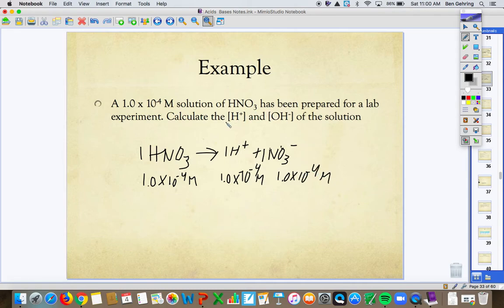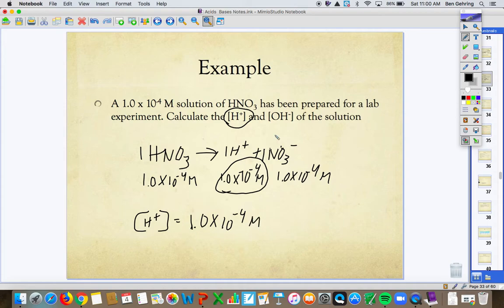Okay, I'm worried about hydrogen right now. Because I know I split from HNO3 into H plus and NO3 negative, my hydrogen concentration is going to be this value. So I know the concentration of H plus equals 1.0 times 10 to the minus 4th molar. I also want to find my hydroxide concentration. So, concentration of hydroxide.